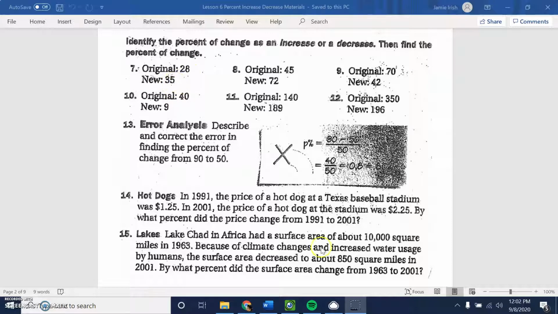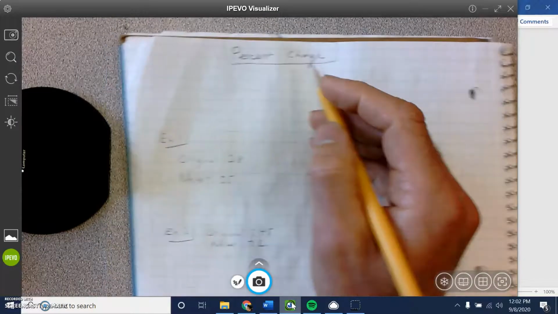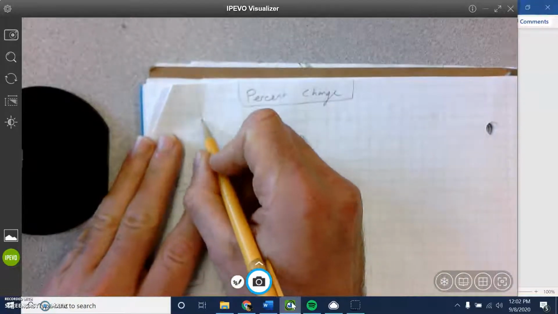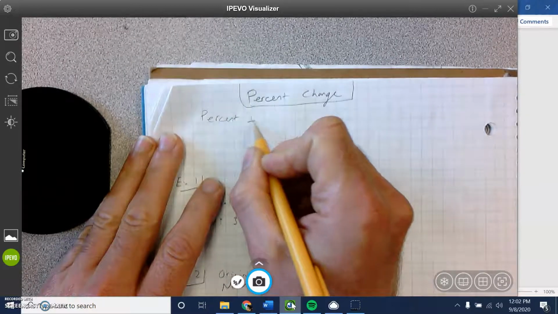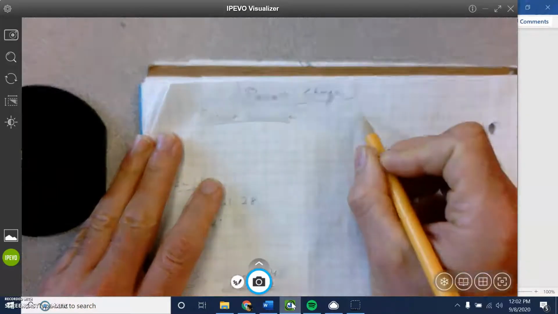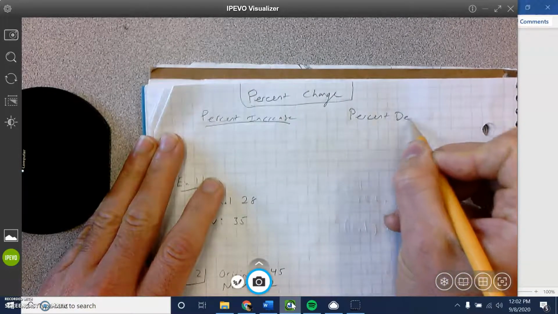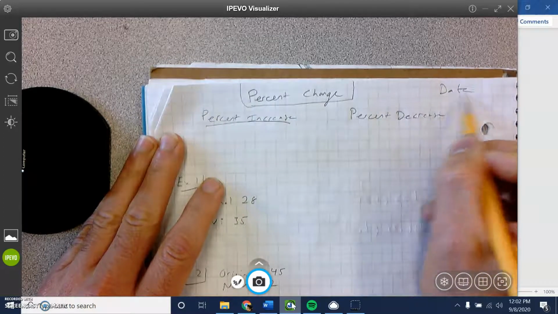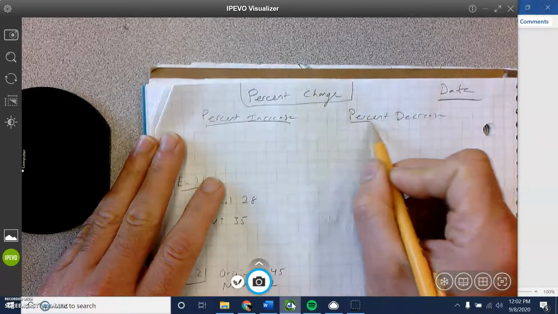Okay, so this is what we do. Let's go to our notes first. Percent change is a lesson today. There are two different percent changes. One is percent increase. Whatever I write, you write. And the other is percent decrease. Don't forget to write the date, whatever the date may be. Different classes take it on different days, so that's fine.